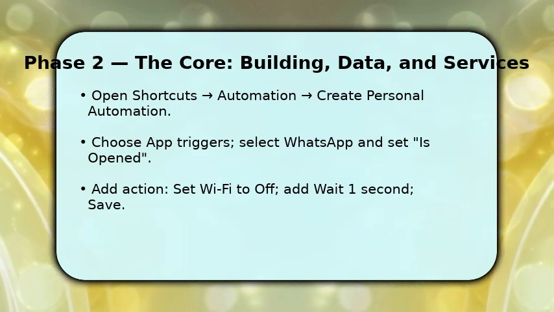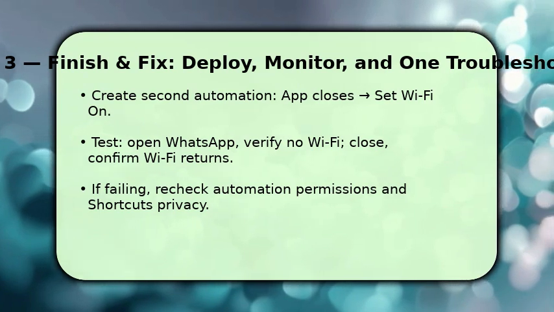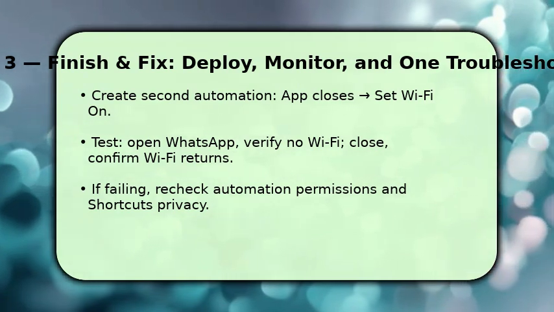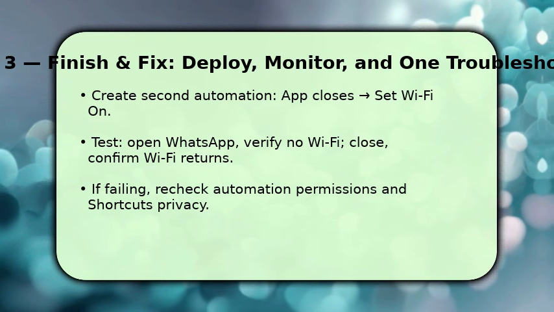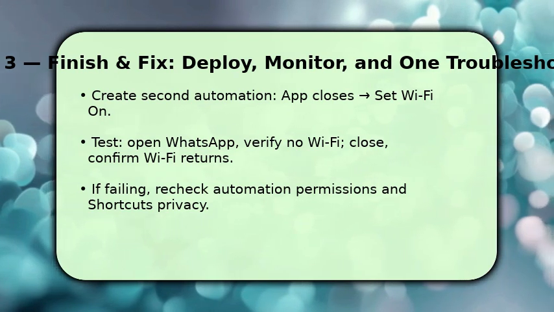To finish, create the mirror automation. When WhatsApp closes, set Wi-Fi back on so other apps regain connectivity. Test both automations thoroughly. Open WhatsApp and watch Wi-Fi drop, then close the app and confirm Wi-Fi returns.